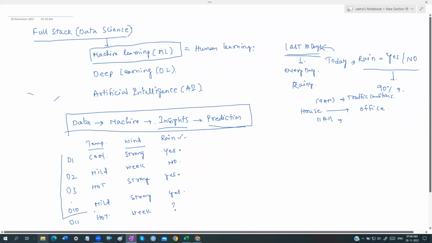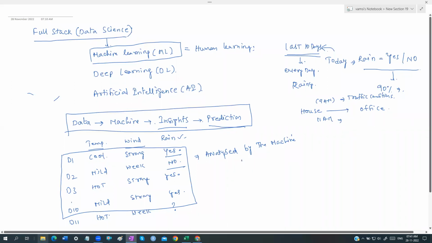So the 10 days of data it will analyze. It will understand this data. This is the data which is going to be analyzed by the machine, by the computer. It understands in which conditions the rain was there and in which conditions the rain was not there, and it will easily identify that. It will learn from the data.